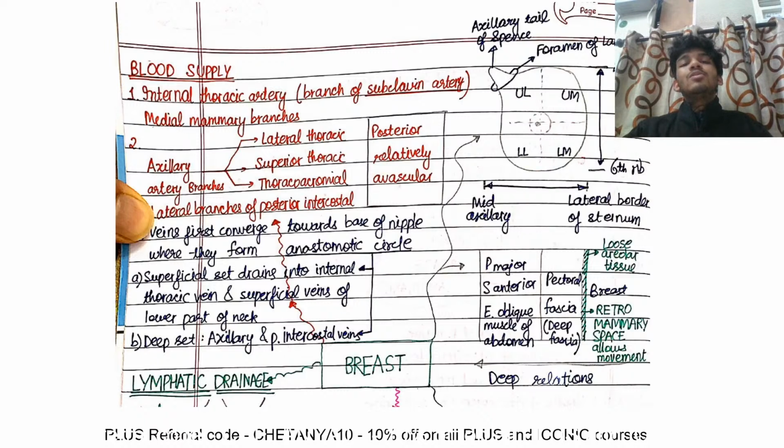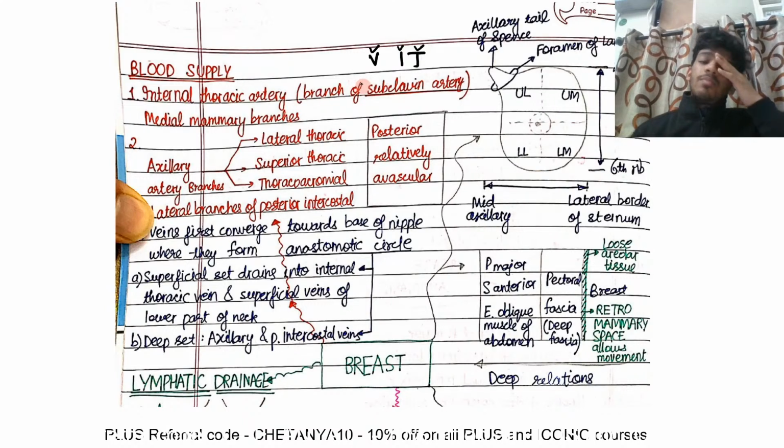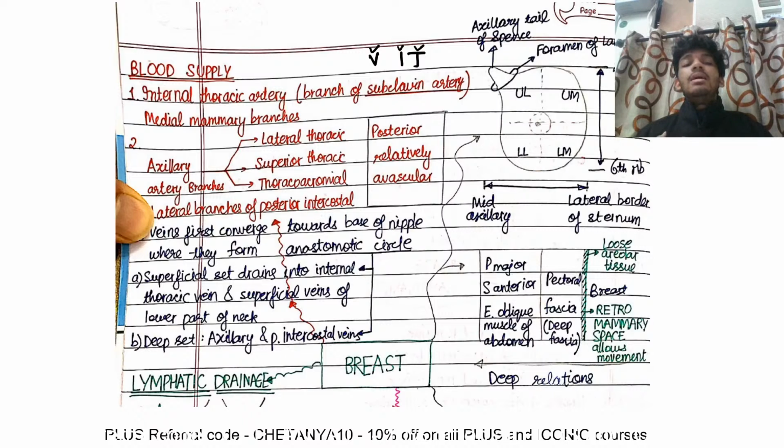That is the internal thoracic artery, which is a branch of the first part of the subclavian artery. Remember, the first part of the subclavian artery has three branches: VIT, vertebral, internal thoracic, and thyrocervical trunk. So the internal thoracic artery, coming from the subclavian artery, gives some mammary branches towards the medial side. Those are known as medial mammary branches, because they are coming towards the medial side of the breast, right?